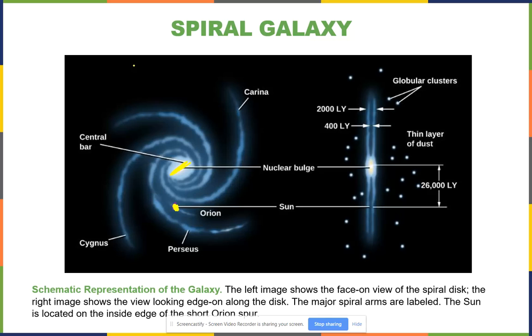This is a top view, and this is a side view. If you just looked at the galaxy like this, you would say, well, that is just a flat galaxy, kind of like the Earth, right? Right, Alex?